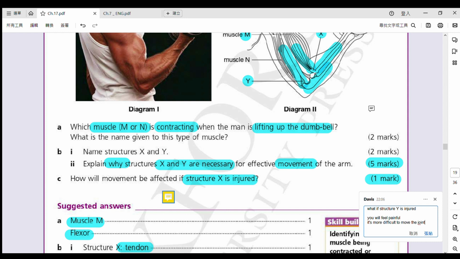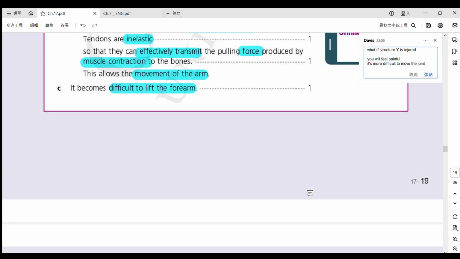Okay, so please put these 2 points down. Alright, so when we ask you about something, 當你嘅 ligaments 係 injured 嗰陣時 what will happen? First one 你會覺得係 painful. The other one, it's more difficult to move your, not your arm, 而係你嘅 joints 啊，得唔得？Alright? So if there is no question, then I'll move on to the next part.